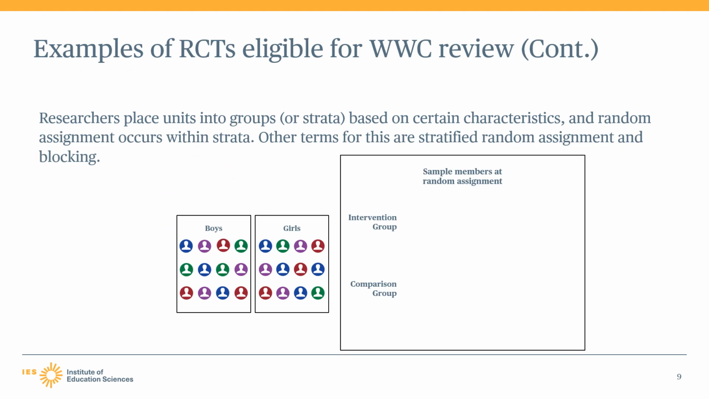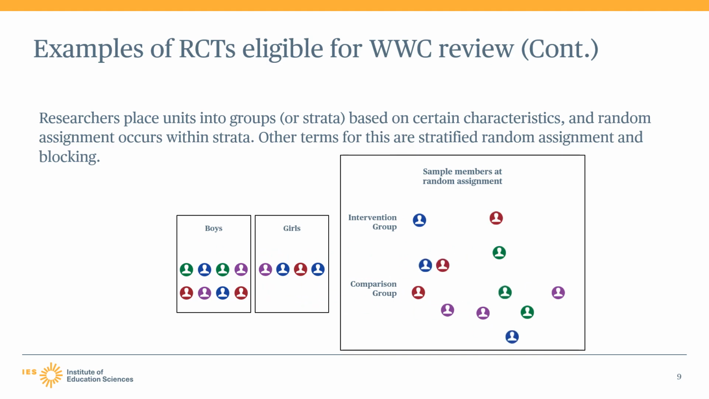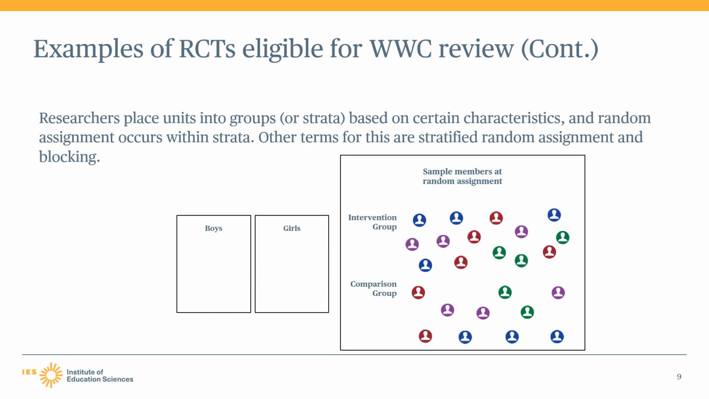Another fairly common acceptable randomized design uses stratified random assignment or blocking. Researchers may identify particular characteristics that they want to make sure are present in both groups. For example, the study may stratify on gender, meaning that a group of students is first separated into two, one for boys and one for girls. Then, random assignment occurs within each of these two groups or strata.